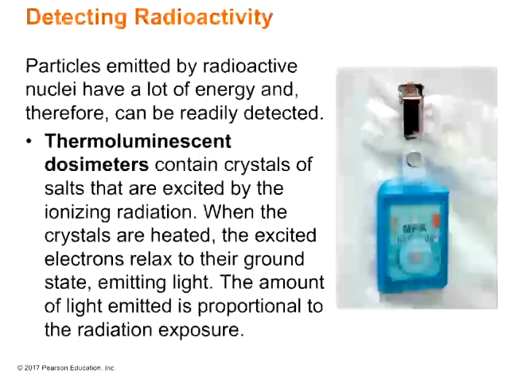Remember, when electrons get excited, they jump to a higher energy orbital, and eventually they relax back down. And when electrons relax back down, they emit photons of light. So the amount of light that's emitted is proportional to the radiation exposure. Sometimes these detectors will change color based on how much radiation you've been exposed to. The color might get darker and darker, and eventually you'll know that you've probably been exposed to too much radiation and you should leave the area.